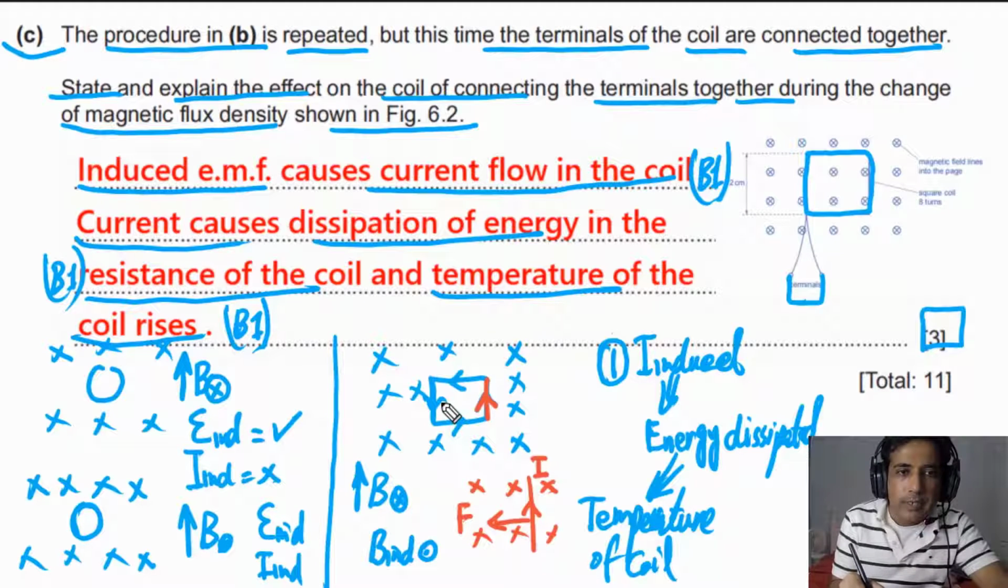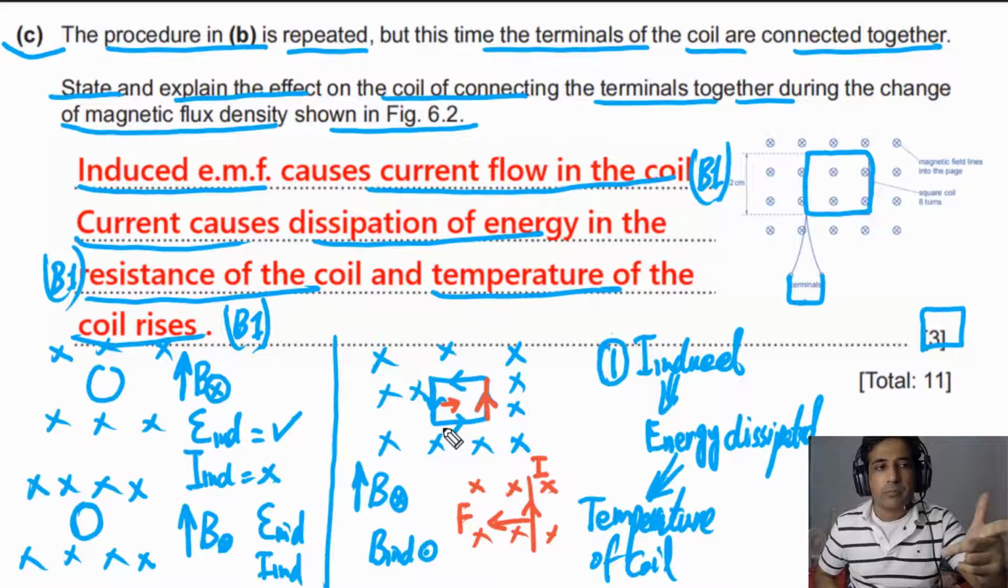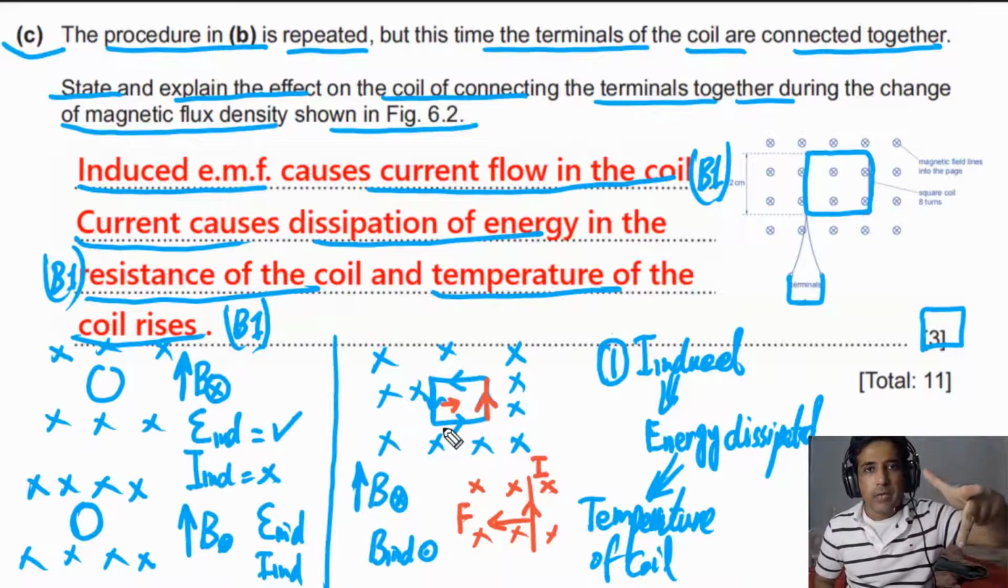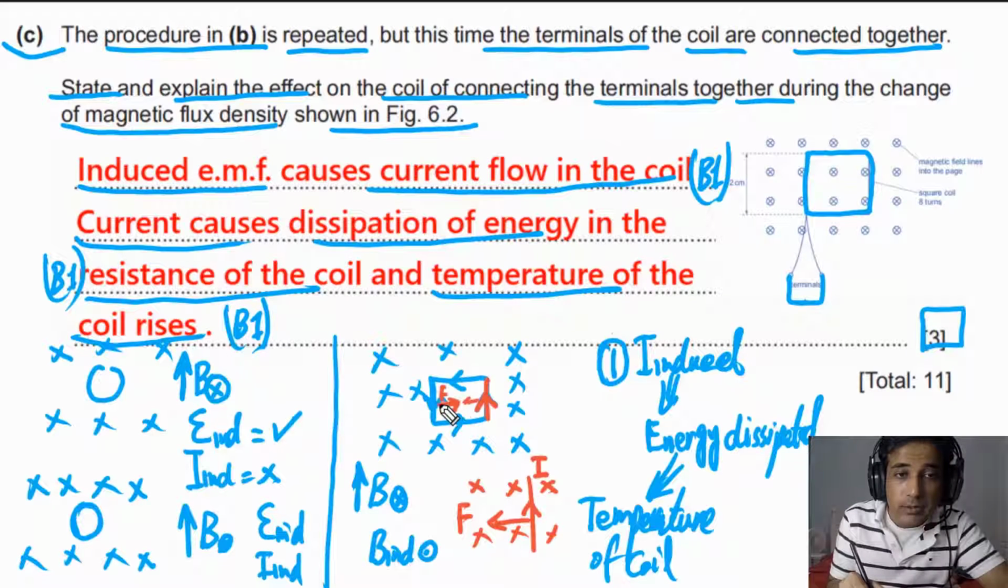You can also find the direction of force on this side. If you find the direction of force on this side, it has to be to the right, because the magnetic field is into the page and current is flowing down. This magnetic force is to the right and this magnetic force is to the left. We can also find out the direction of force on this side.